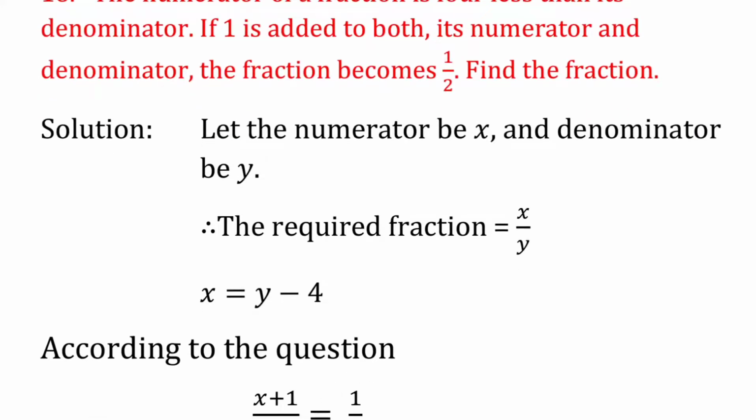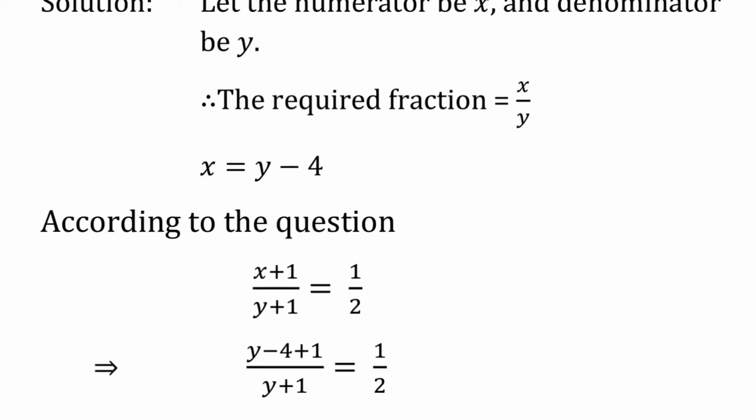Now according to the question, if you add 1 to both the numerator and denominator, then the fraction becomes equal to 1 by 2. So x by y is the fraction. If you add 1 in both the numerator and denominator, it will be equal to 1 by 2. So x plus 1 by y plus 1 equals 1 by 2. Now you have got x is equal to y minus 4. Put the value of x over here as y minus 4. You will get y minus 4 plus 1 by y plus 1 equals 1 by 2.